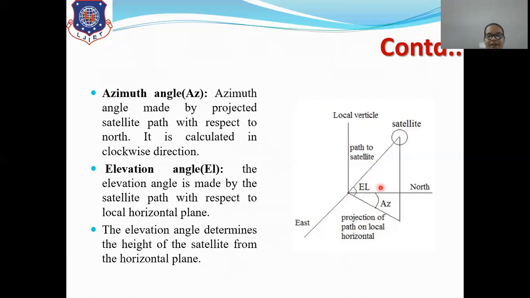Clear? So whenever it is said to calculate antenna look angles, we need to calculate both these angles, that is azimuth angle and EL. Finally, in numericals we have to find this azimuth angle AZ and the elevation angle EL. Now we will see step by step how it can be calculated.